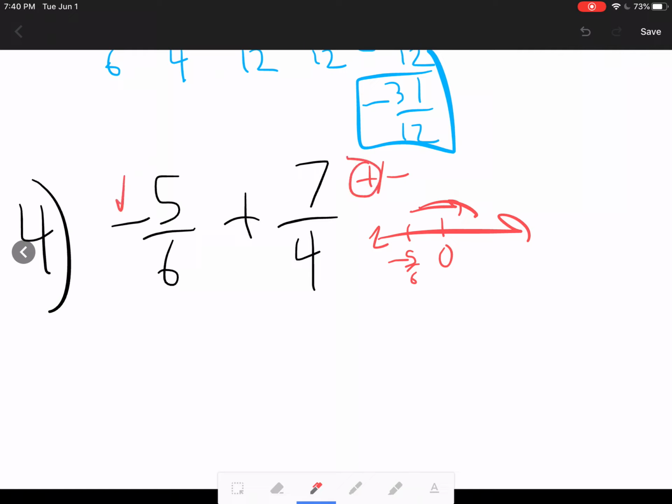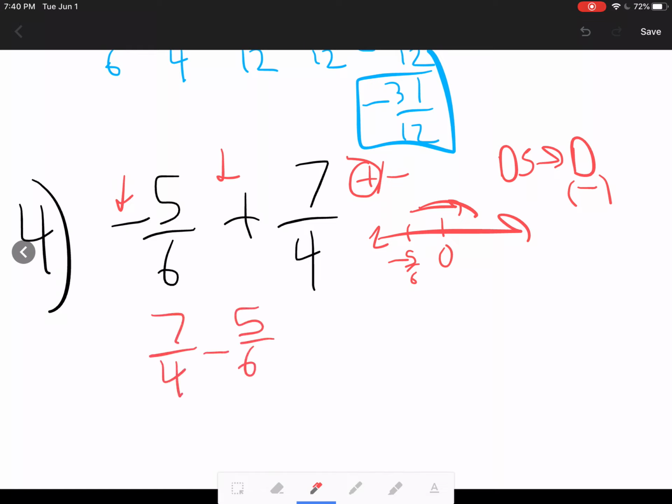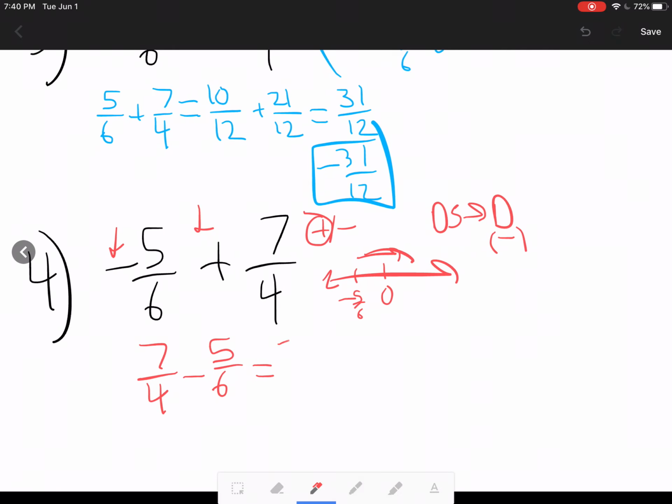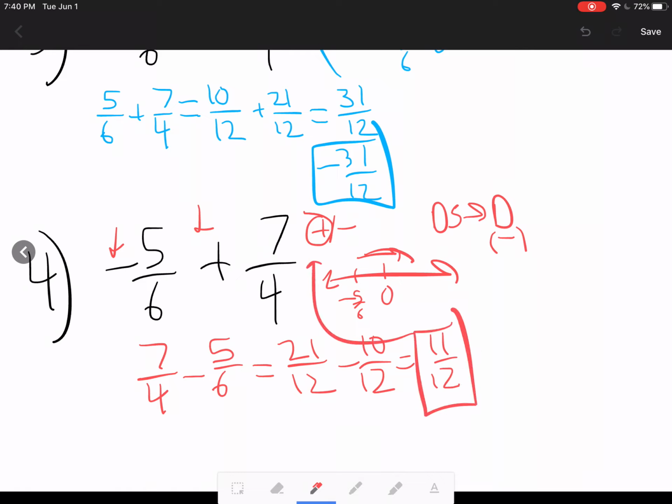We have different signs, so that means that we're going to find the difference. In other words, subtract the two from each other. So I'll go 7 fourths minus 5/6. I'll have to get a common denominator, but we kind of did that already here, so we can cheat a little bit. 21 over 12 minus 10 over 12, which will give us 11 over 12. And again, we said that the answer is going to be positive, so we can leave it as is, box it, and walk away. And so this is how we add and subtract rational numbers.